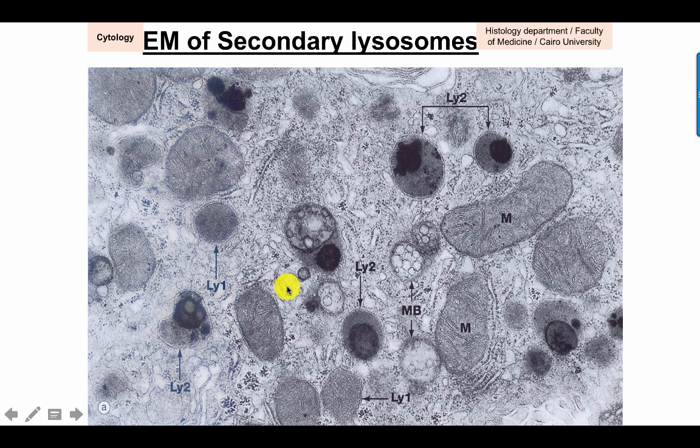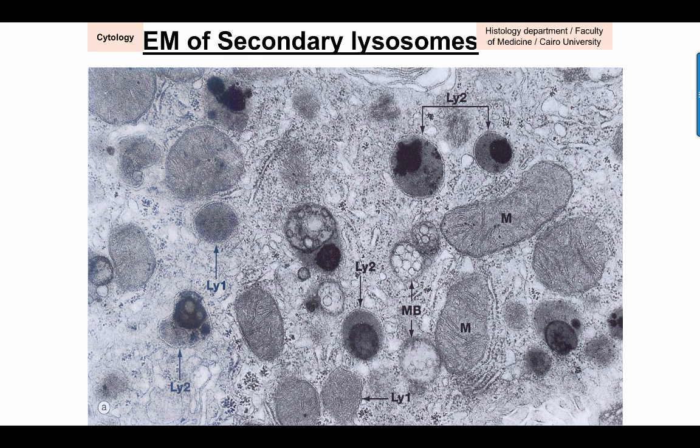And here we have the appearance of a secondary lysosome in which you can see moderate, dark and light areas, so it is heterogeneous, with different electron densities. Why? Because it is a secondary lysosome in which we have digested and undigested material. And what is the type of this secondary lysosome? It is called a heterolysosome, which is formed by the fusion of the primary lysosome with a phagosome, which is the introduced solid particle inside the cell.